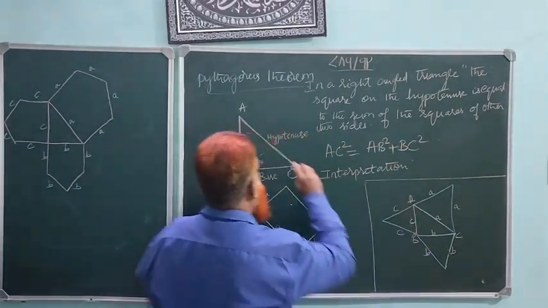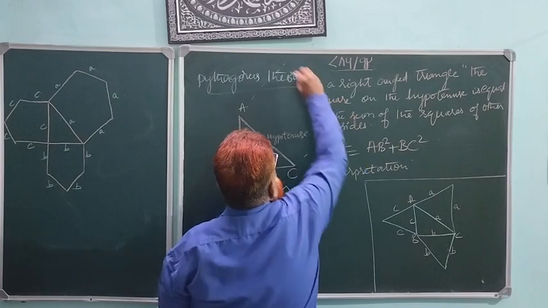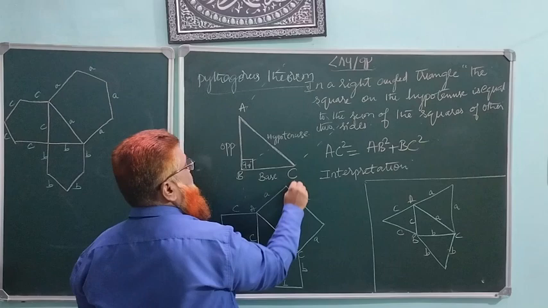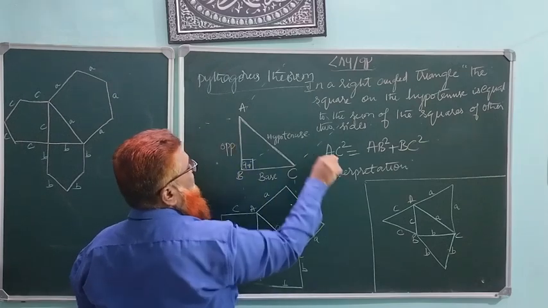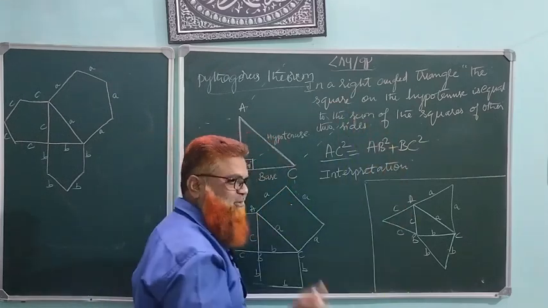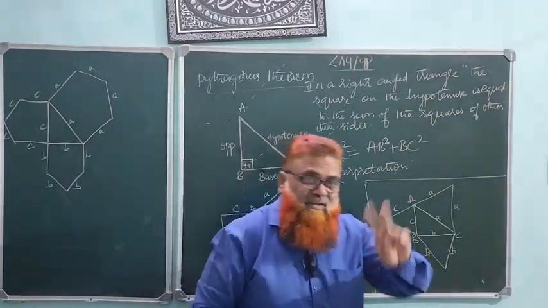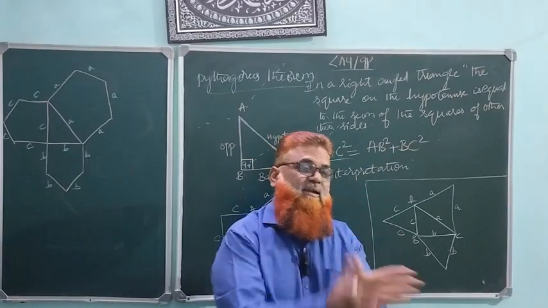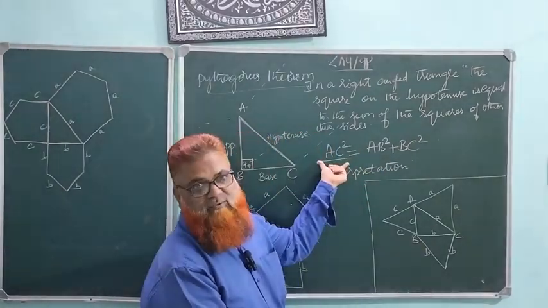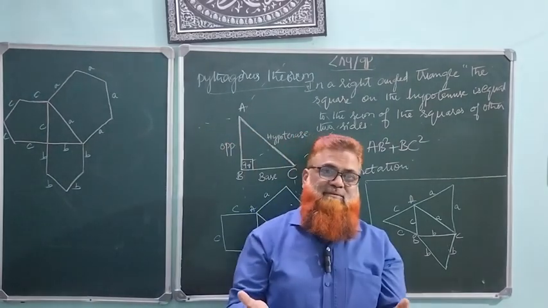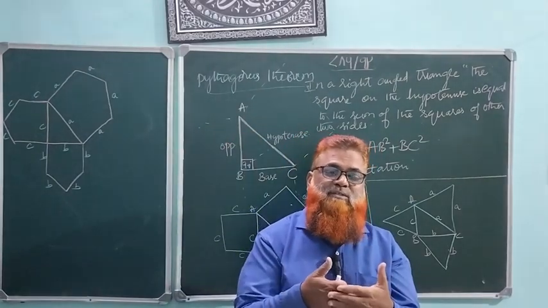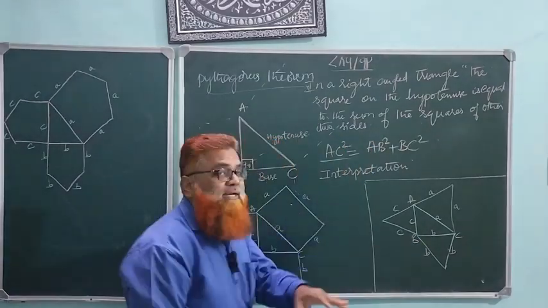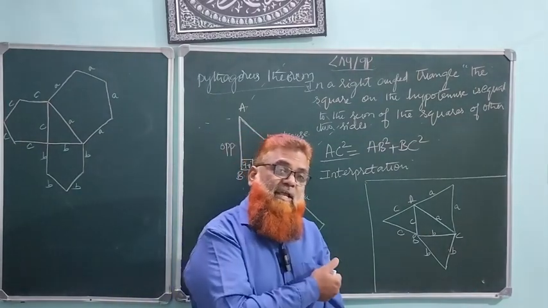The square on the hypotenuse, when you develop a square on the hypotenuse, its area is equal to the sum of the squares on the other two sides. The square on the hypotenuse, that is AC square, AC into AC, is equal to the sum of the squares on the other sides, AB and BC. Its square sum is always equal to the hypotenuse square. That's why the square on the hypotenuse is equal to the sum of the squares on the other two sides of a triangle.